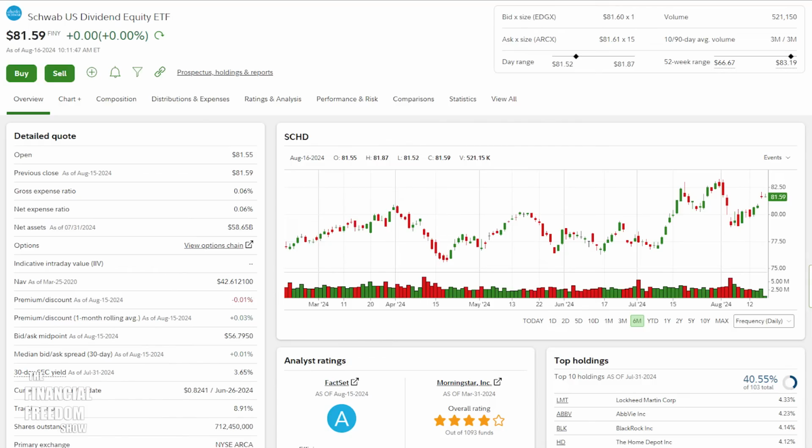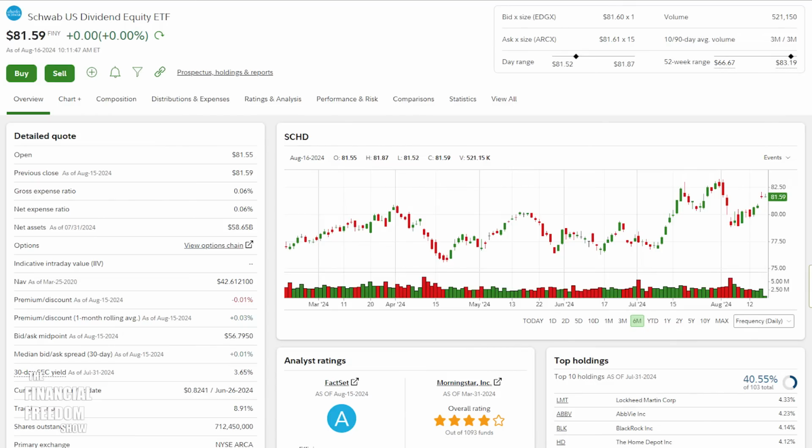Low costs are crucial for long-term investors, as even small differences in fees can add up to significant amounts over time. SCHD's low expense ratio combined with its strong performance makes it an incredibly cost-effective option for those looking to invest in high-quality dividend-paying stocks.